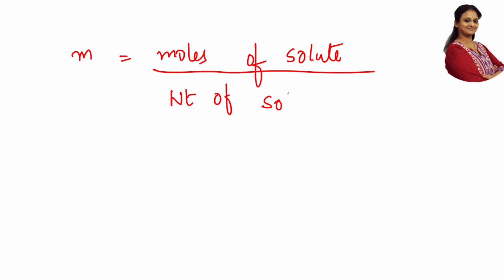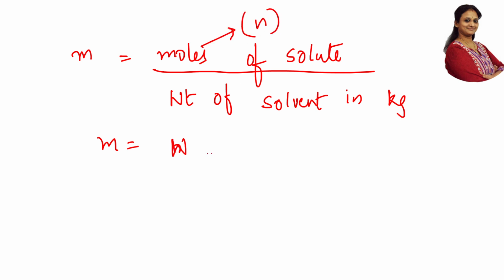In kilogram. Weight of solvent in kilogram, right? So what is this now? Moles is denoted by N, normally. Expanding that, WB is the weight of solute, MB is the molecular mass of solute, and WA is the weight of solvent, into 1000, because it is in kg.